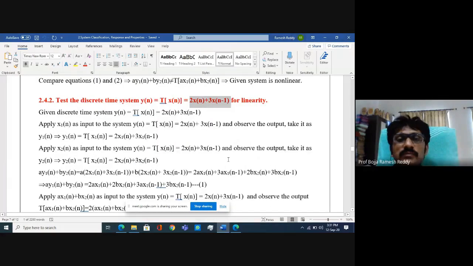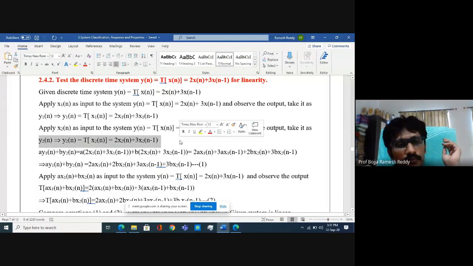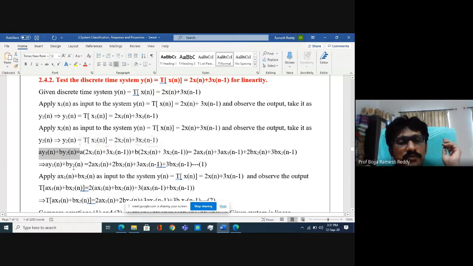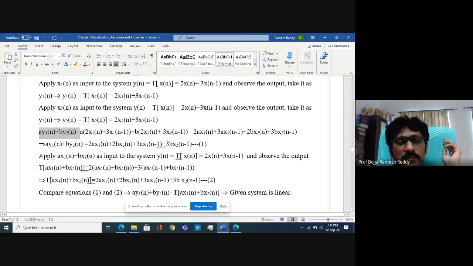What is the procedure for linearity? Apply x1 of n as input to the system and observe the output. That is the first step. The second step: apply x2 of n as input to the system and observe the output. Now apply the linear combination of y1 of n and y2 of n, that is a into y1 of n plus b into y2 of n. Now apply ax1 of n plus bx2 of n as input to the system and observe the output. Here we got equation 1. Here we got equation 2.